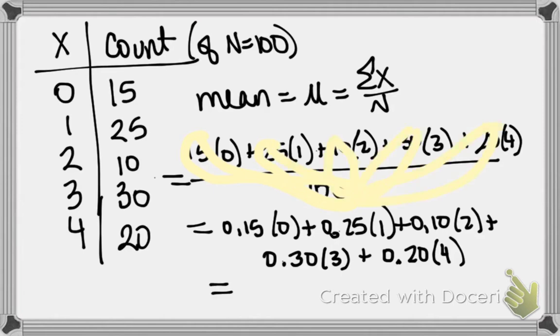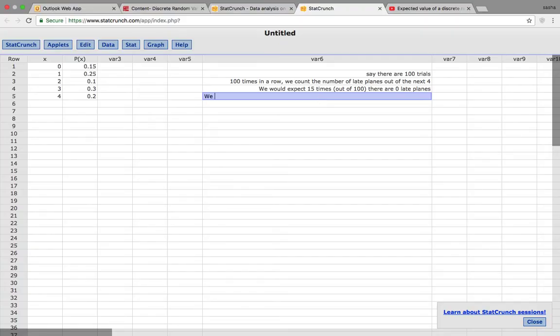I'm taking 15 divided by 100, 25 divided by 100, which is the percentage, or 0.15. So what we're doing in StatCrunch is changing these percentages into counts. We're just going to say, because I have 2 decimal places, that we have 100 trials. And then we would expect 15 of those trials to come up with 0. And we would expect 25 of those trials to come up with 1. We would expect, etc., 10 of those trials to come up with 2.